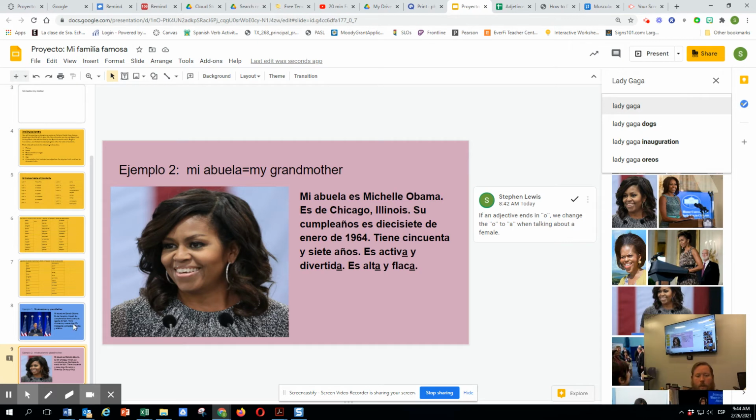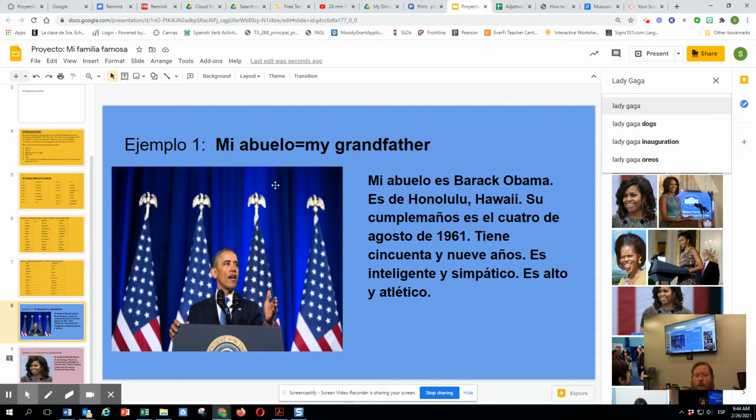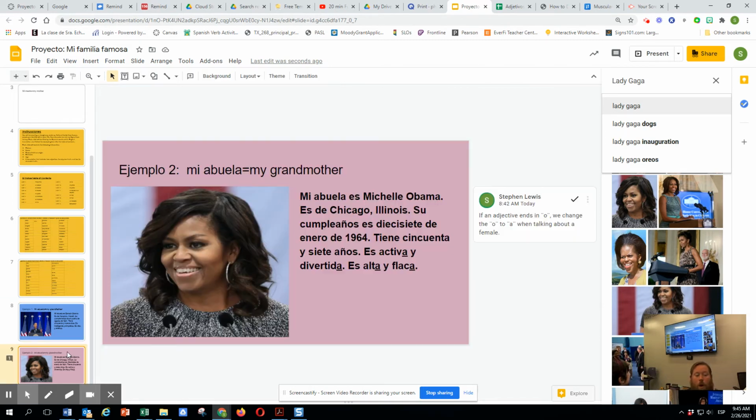And one thing I want you to see, guys, is when we have that O here that helps us identify male and female, that applies to adjectives. So if you look here, simpático, alto, atlético. If this was a female like abuela, then this would be simpática, alta, y atlética. You have to change that O to an A in order to signify that we have agreement, that our adjective is agreeing in gender with the person about whom we're speaking.